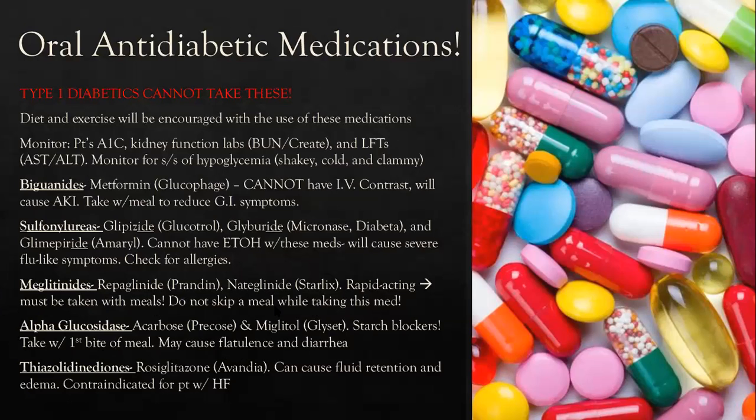They can't just take it on an empty stomach or when they're not going to be eating soon. Then you have your alpha-glucosidase inhibitors, like acarbose or miglitol. These are starch blockers. So if the whole point is to block the absorption of carbs or starch into the body, you should do that when you're eating them. So take this with meals. You take this with the first bite of the meal, and the side effects are flatulence and diarrhea, because basically you're not going to absorb it, so it's going to come out some other way.